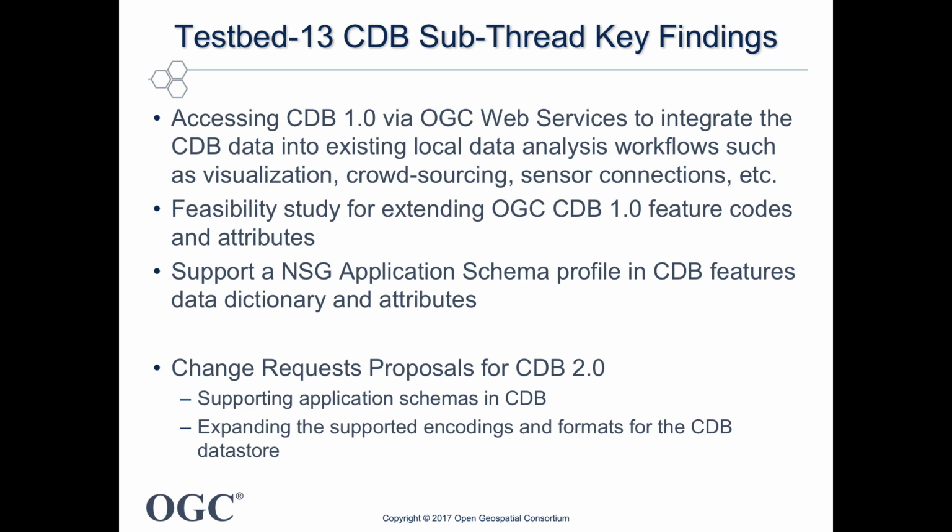The OGC CDB 1.0 can be accessed by OGC web services which support an NSG application schema profile in organizing features and attributes and indexing vector features. For OGC CDB 2.0, we have submitted change requests for supporting application schemas and expanding the supported encoding and data formats. Next, we will have a short video from Luciad that will demonstrate the CDB integration with OGC web services.